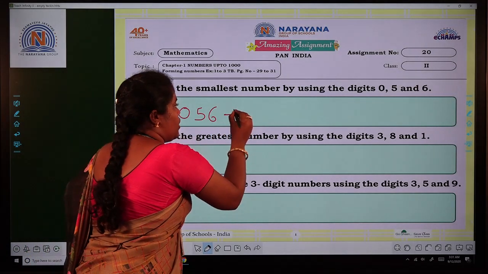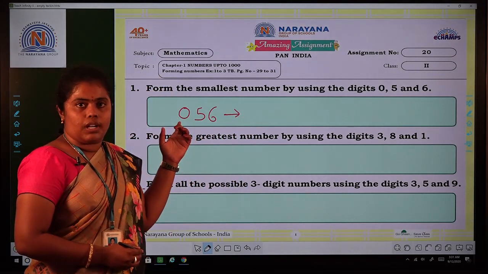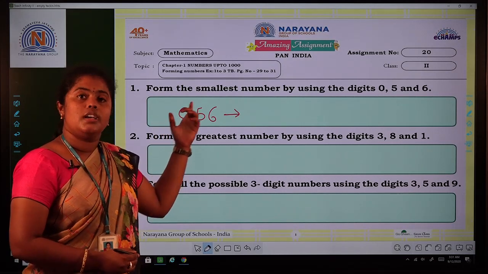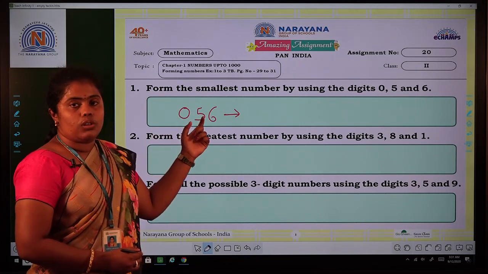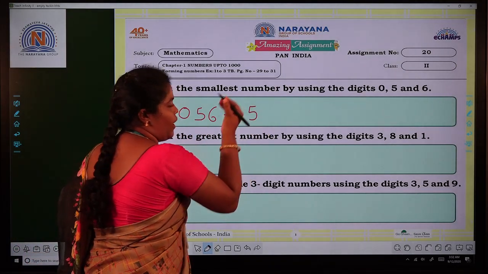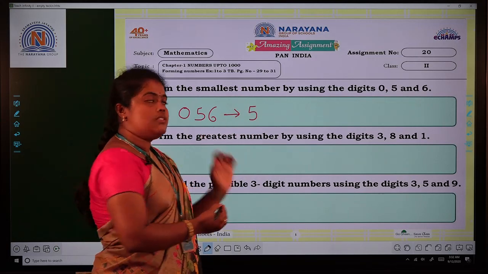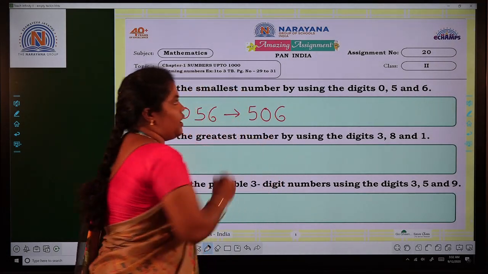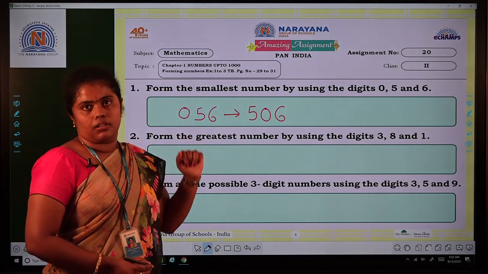We don't place 0 in the highest place. We have to mention 0 in the second place. So after 0, the smallest number is 5. So we have to write 5 in the first place. After that, we have to mention 0, and after that 6. It is the smallest number.